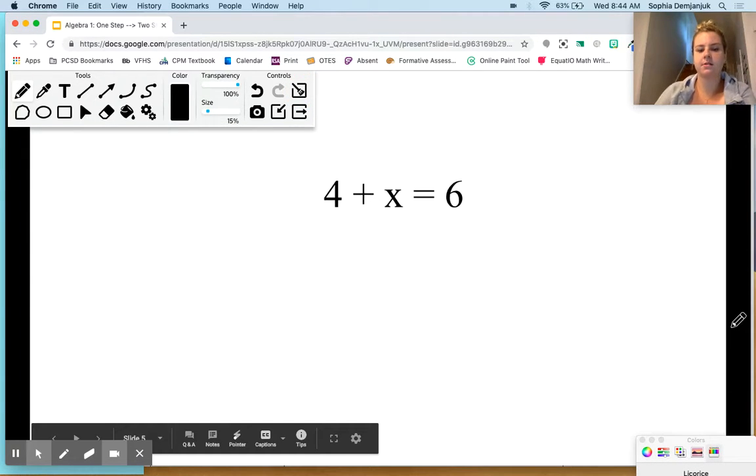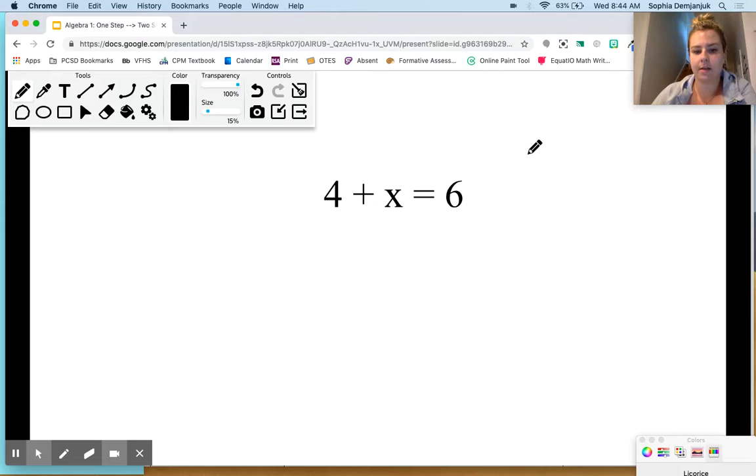Here's an example for you to do on your own and actually type into Edpuzzle. So you have 4 plus x equals 6. I want you on your paper to solve this using inverse operations, and then write your final answer as x equals into Edpuzzle.